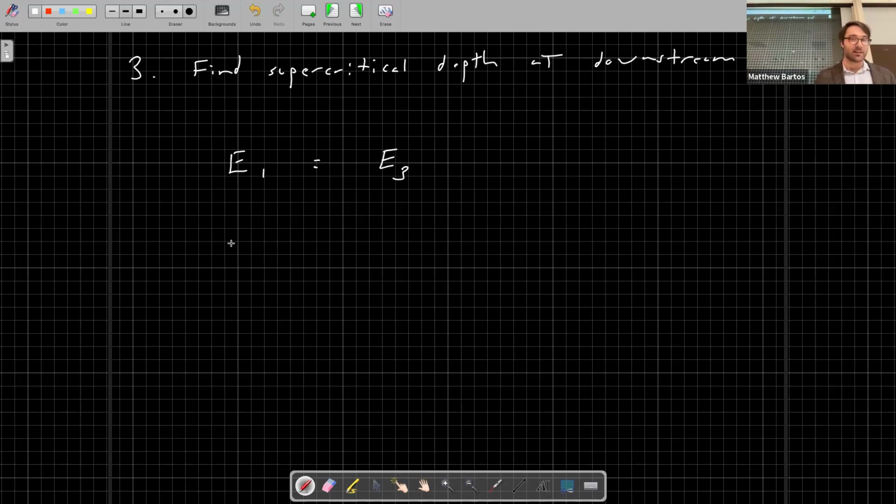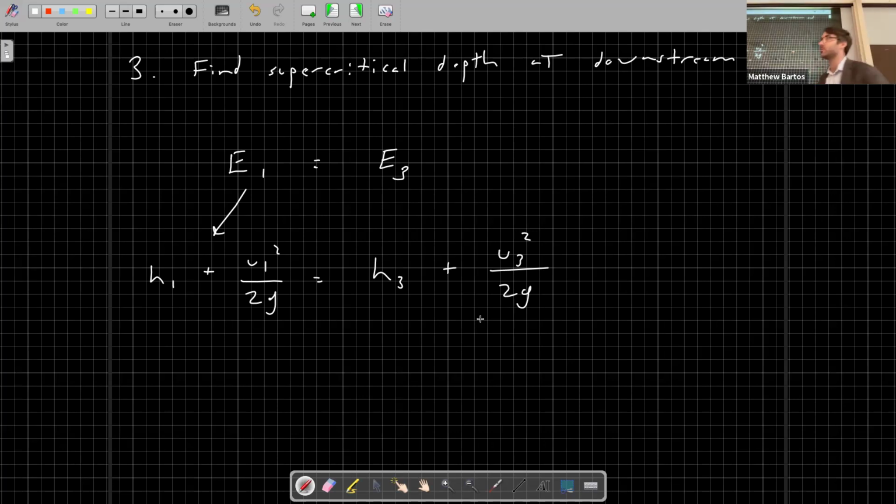From E1, we have that E1 is equal to H1 plus U1 squared over 2G. E3 is equal to H3 plus U3 squared over 2G. So if you rearrange this, you should be able to get an expression for H3 in the form of a cubic polynomial. You can solve that cubic polynomial to figure out the supercritical depth downstream of the bump.